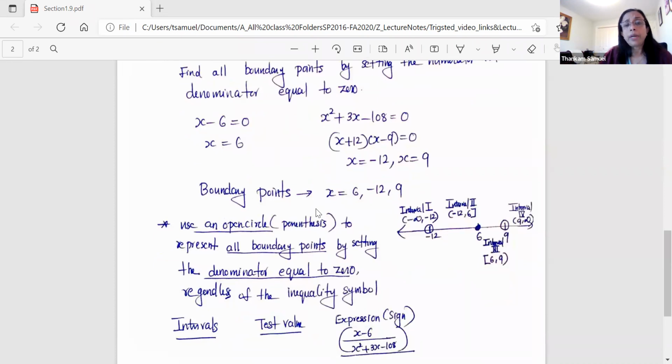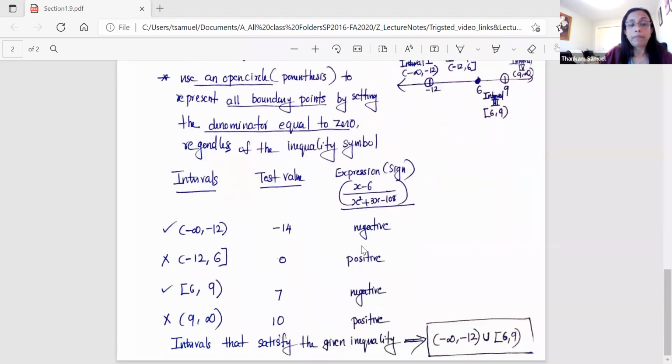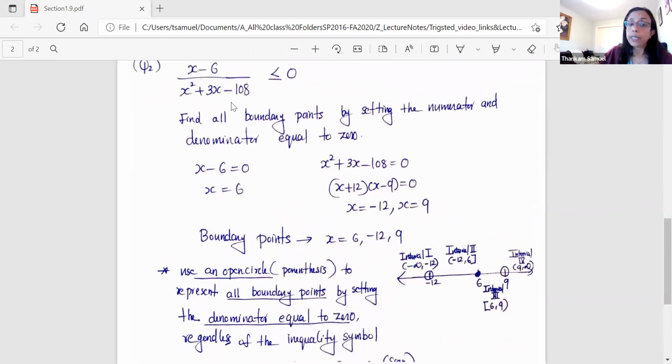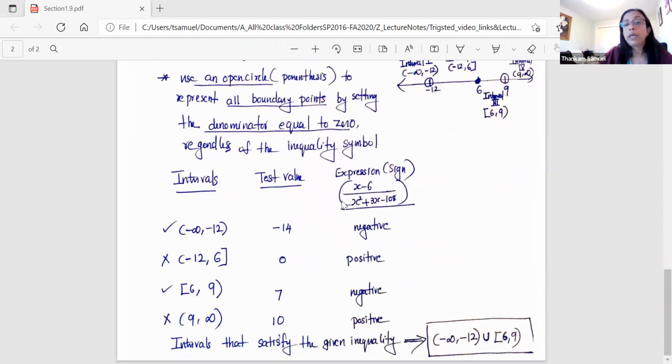So here the boundary points are 6, negative 12, and 9. For convenience, we can plot these points on a number line. You can see that these 3 boundary points divide the number line into 4 intervals. Let's look at the intervals. The first one is negative infinity to negative 12. Negative 12 is a boundary point in the denominator, so use parentheses. Then the next interval is negative 12 to 6.